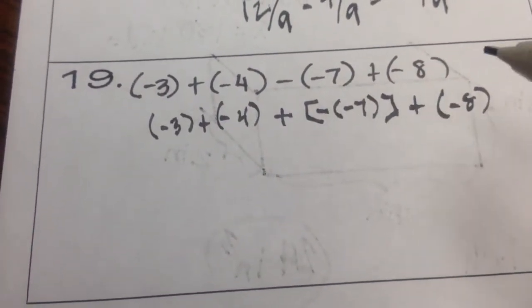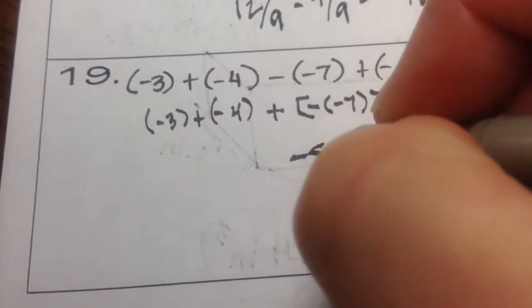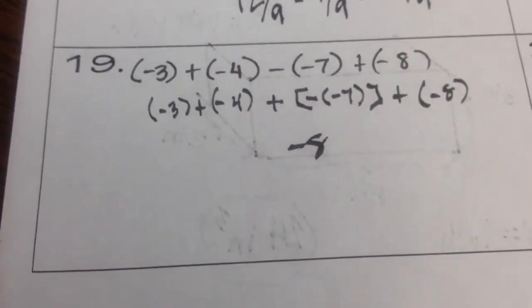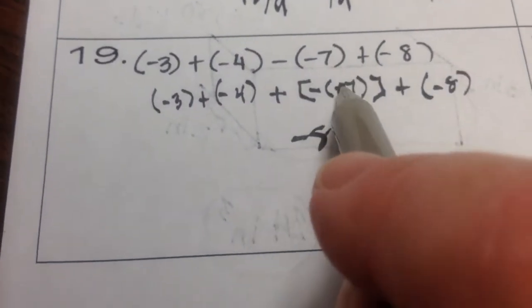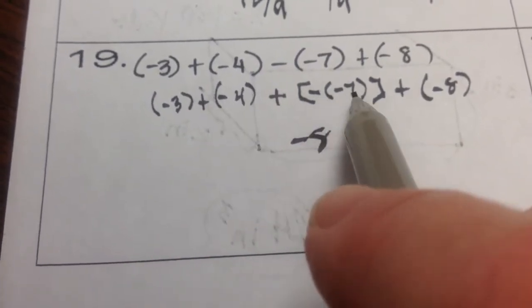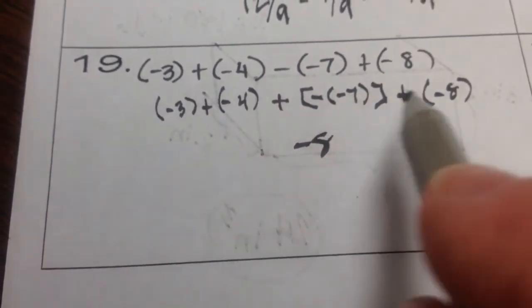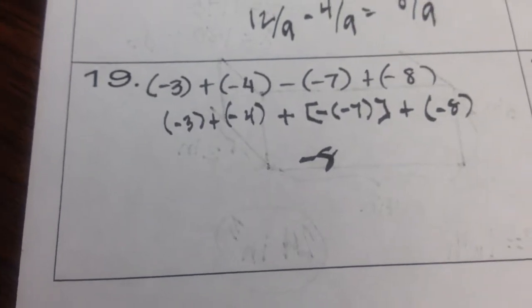Plus -8. Guess what my answer is? -8. Didn't really have to do much more than that because I could see that that's going to be -7. This is going to be +7. They cancel each other out. The only thing remaining is -8.